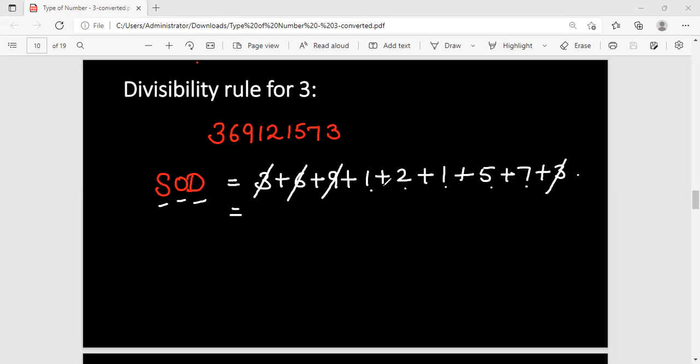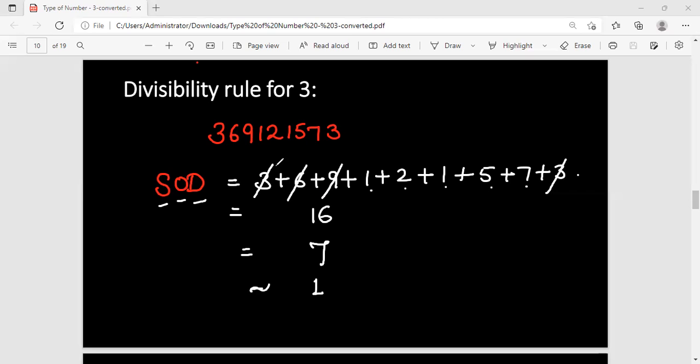So is 16 divisible by 3? No, it is not. The further sum of digits of 16, what will I get? 7. 7 when divided by 3 will give you what remainder? 1. So this number, the complete number, when divided by 3, what will be the remainder, guys? It will be 1. We can be even smarter.